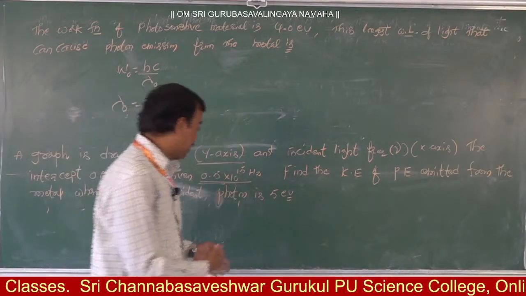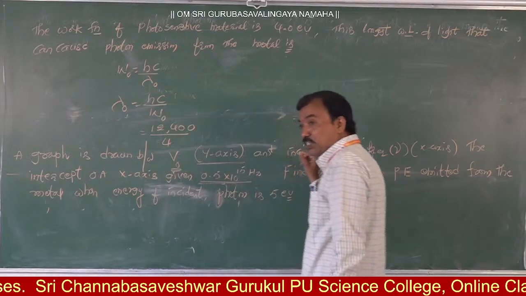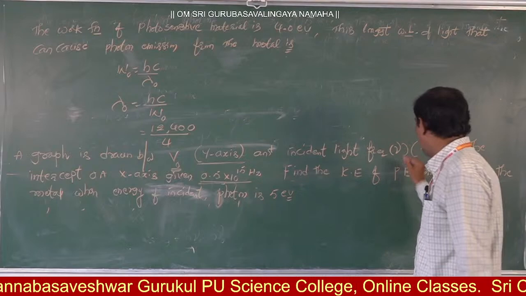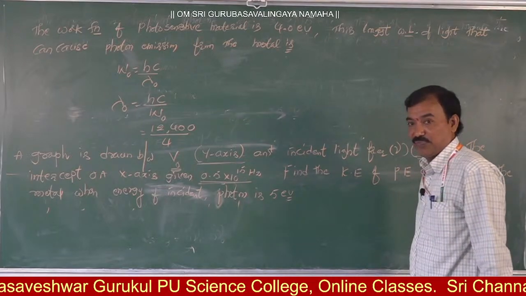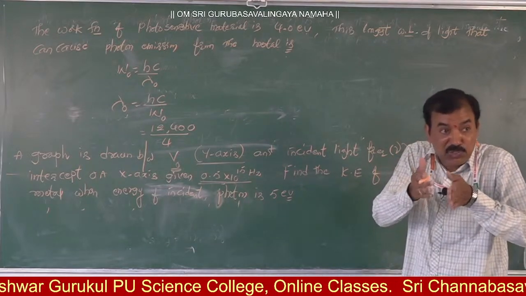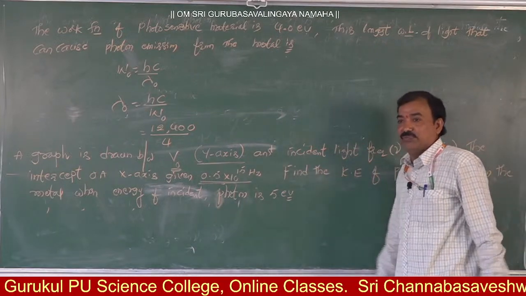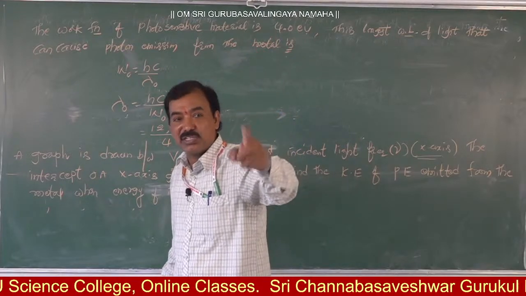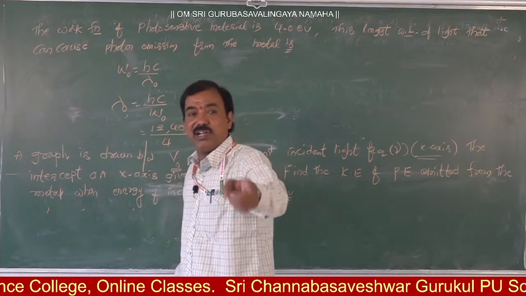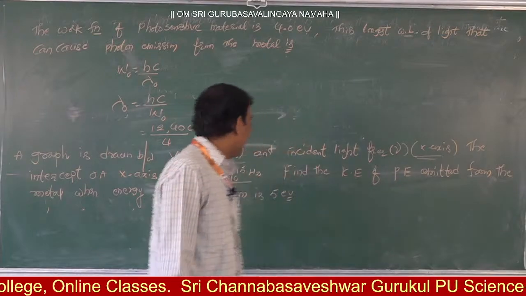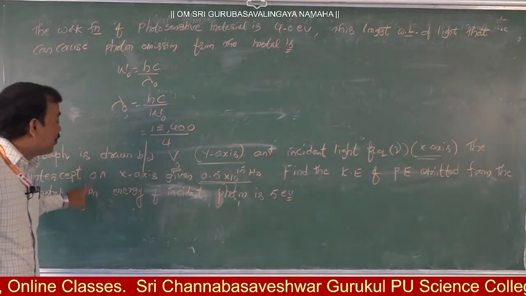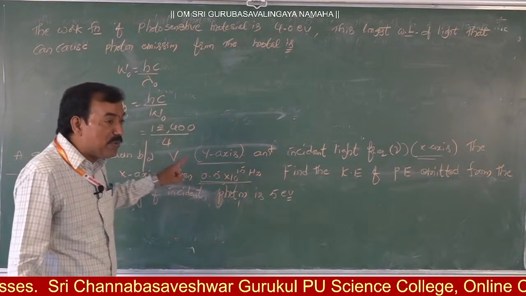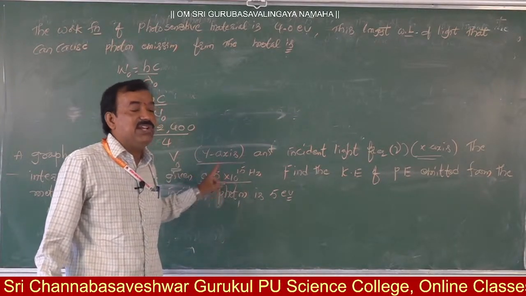Very simple. And again, the incident light frequency, nu, is on the x-axis. That means 20% of the solution is already given in the question. The V0 value is taken on the y-axis and the frequency on the x-axis, and the intercept OA on the x-axis is given as 0.5 into 10 to the power 15 hertz.